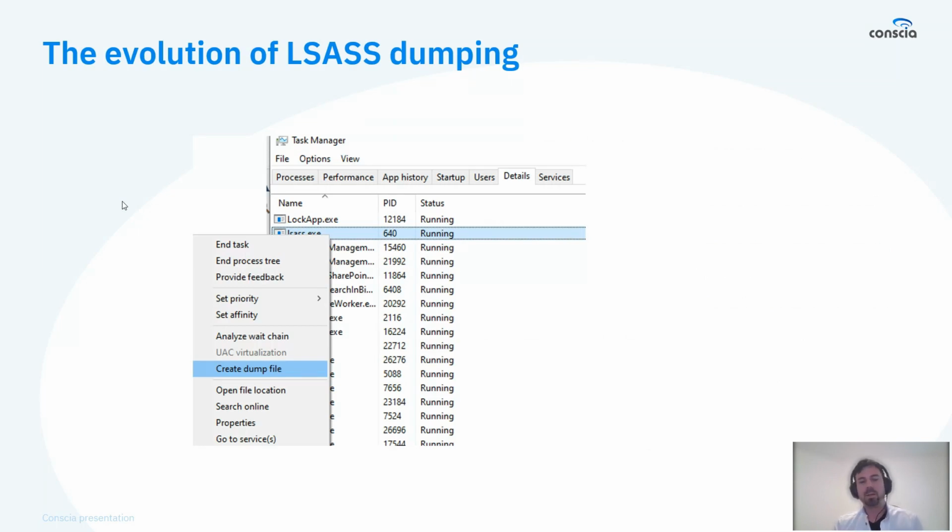You have many techniques for doing credential dumping out of LSASS. That's a common technique where, if you're a local administrator on the machine, you just open up Task Manager and create a dump file out of it.